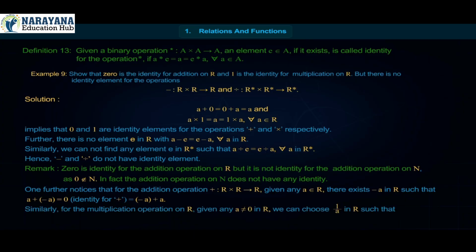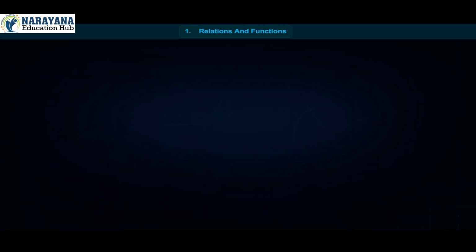Similarly, for the multiplication operation on R, given any a not equal to 0 in R, we can choose 1/a in R such that a × 1/a = 1 = 1/a × a, the identity for multiplication. This leads to the following definition.